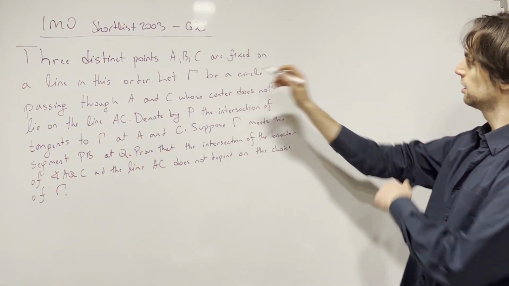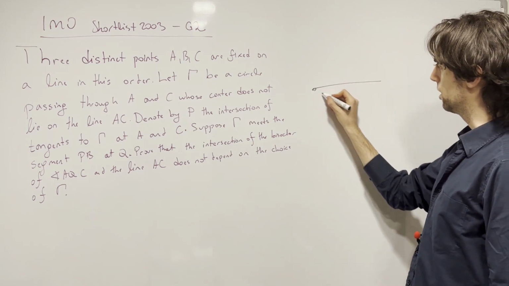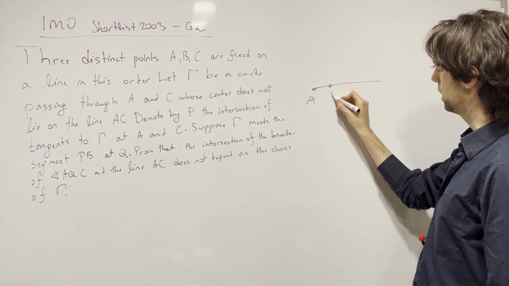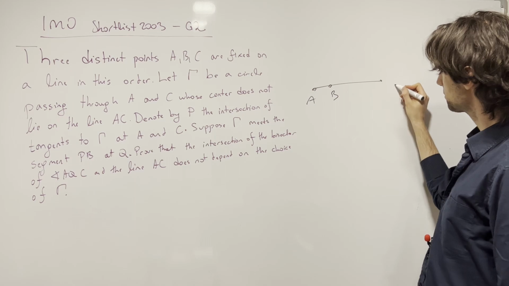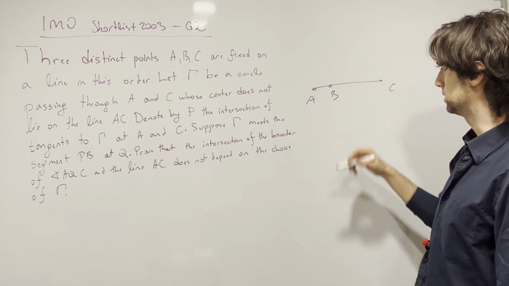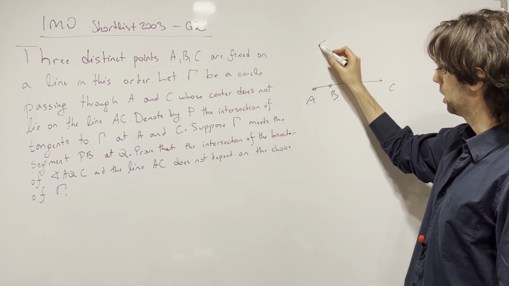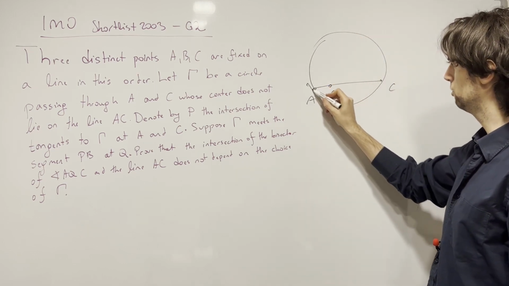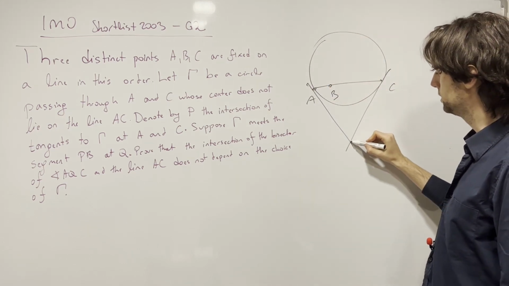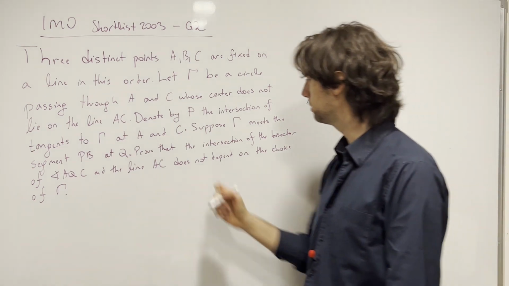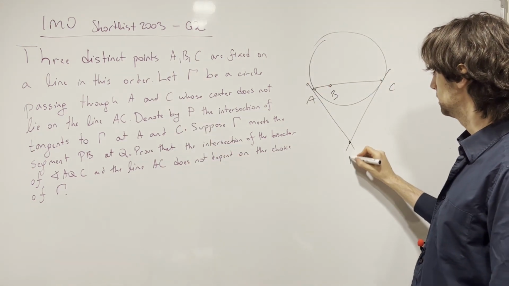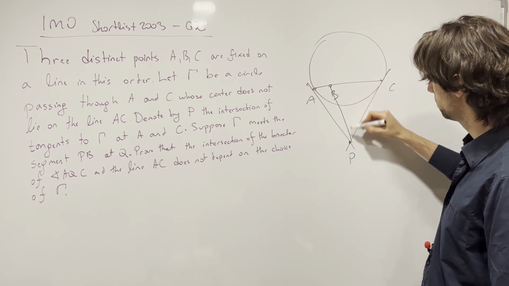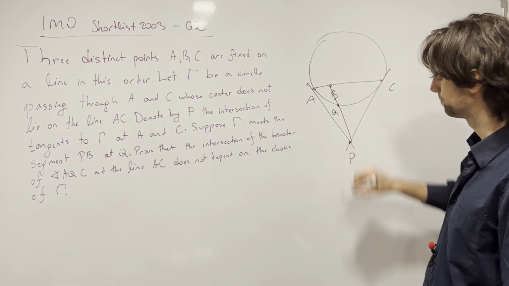So what do we have here? We have 3 points that are on a line. They are fixed points, A, B, C. And then a circle that passes through A and C. There's the circle. The tangents at A and C meet at point P. And then PB intersects this circle at point Q.